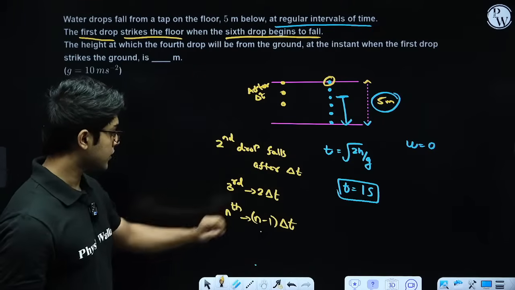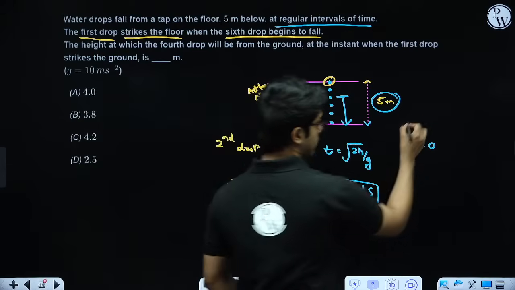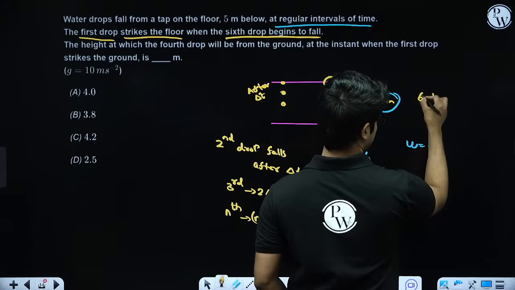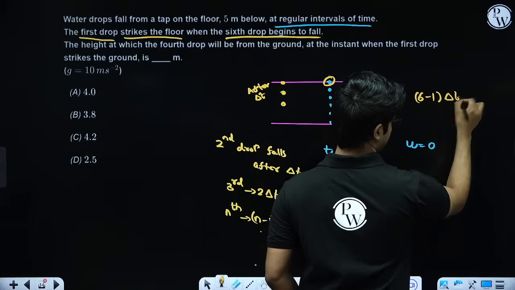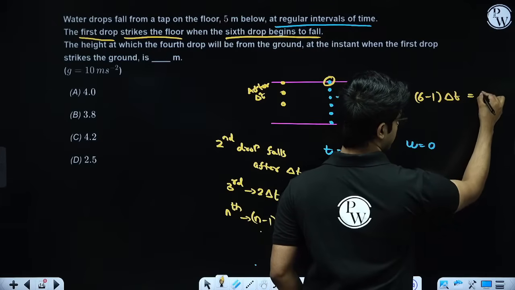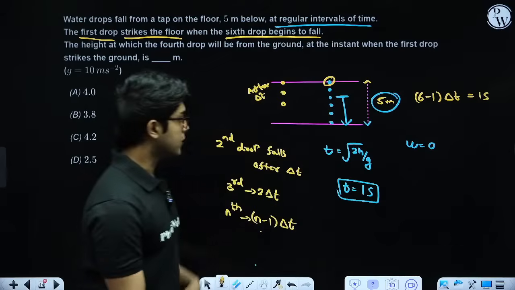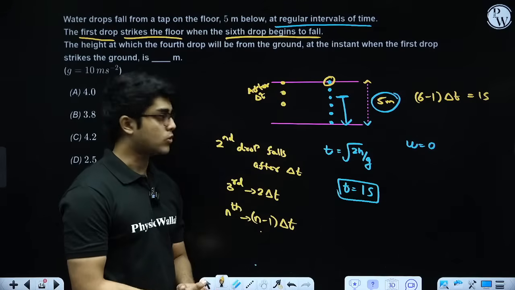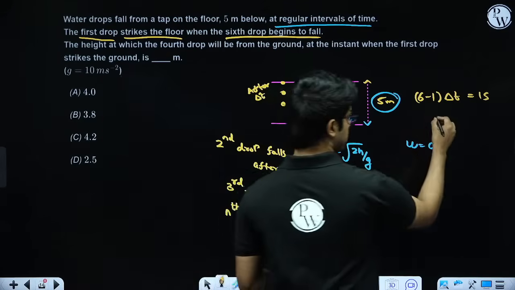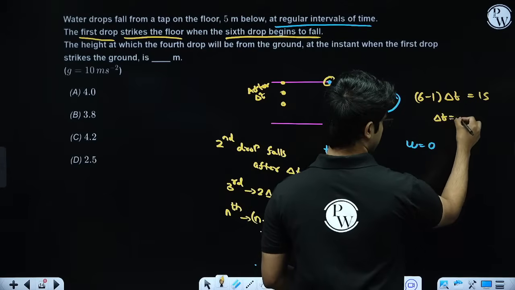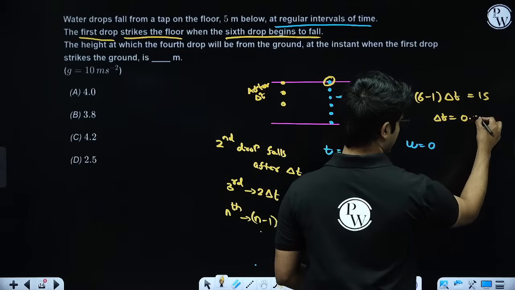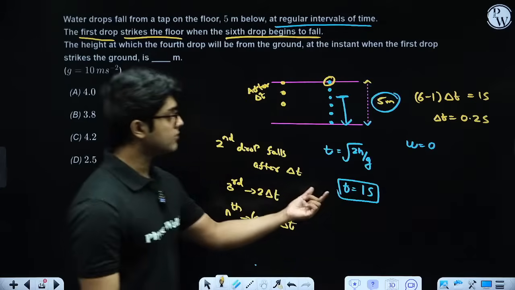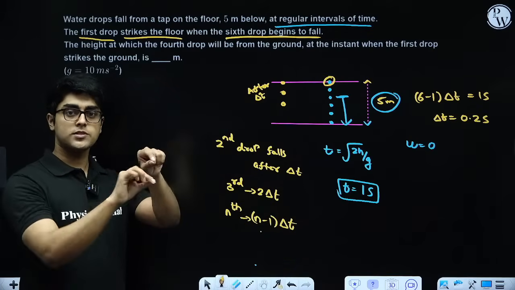So if we substitute it into this formula, the total time was 6 minus 1 delta t. This is the time that has passed. This will be equal to 1 second, because the total time that passed was 1 second. So from here, we get delta t equals 1 by 5, which is 0.2 seconds, okay? So this is the time after which drops start falling one by one.